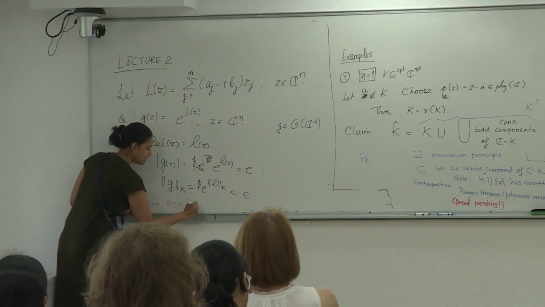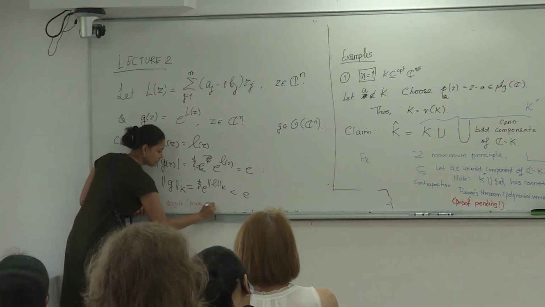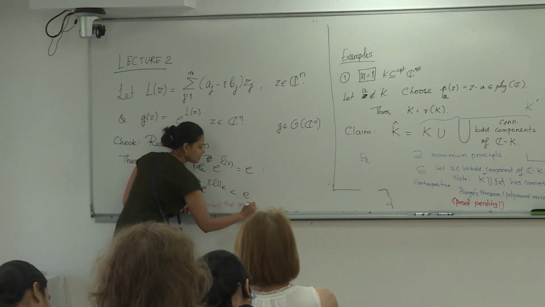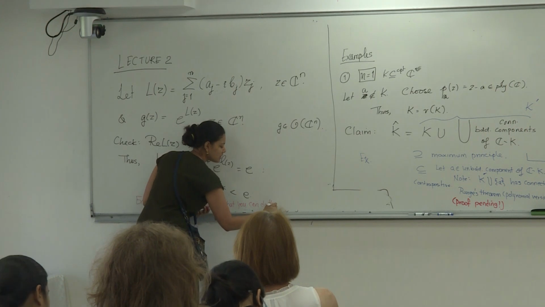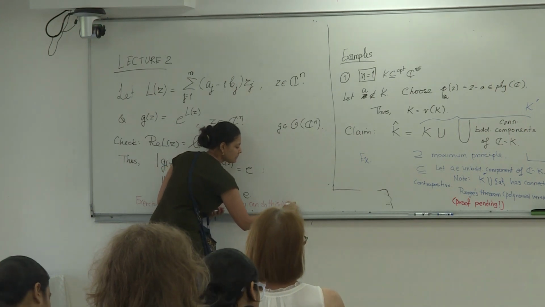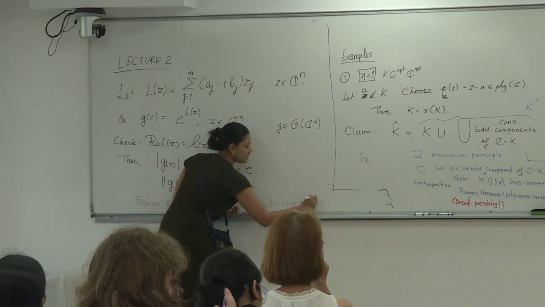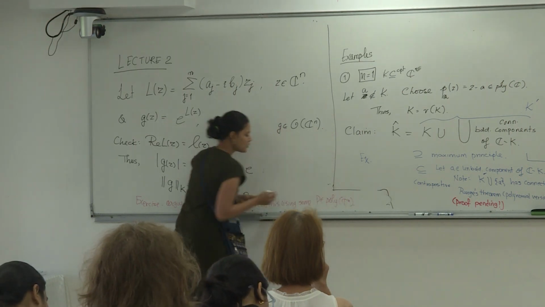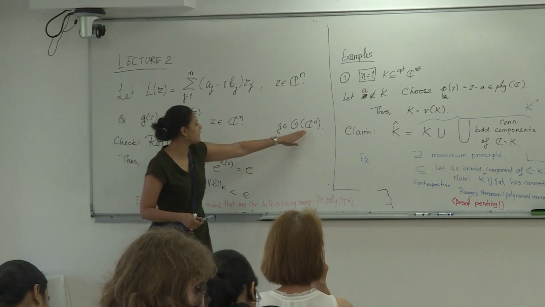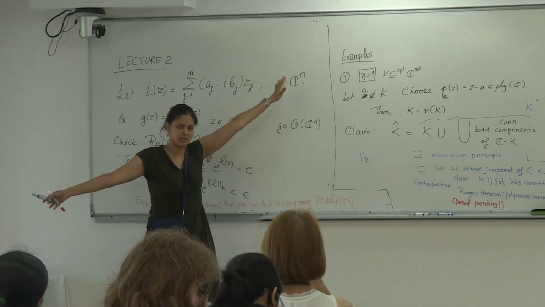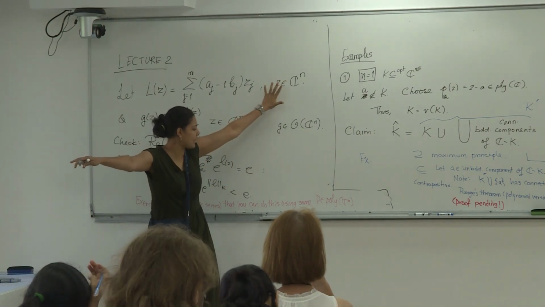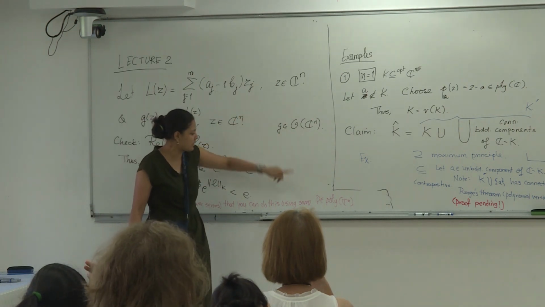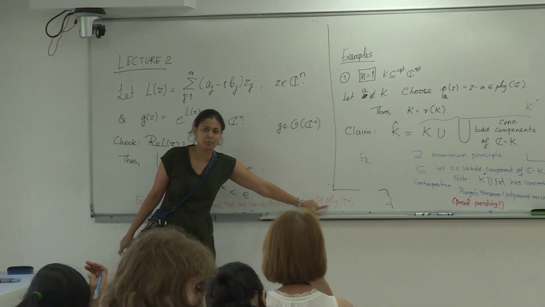Using power series, you can do this. What I'm using is that if you take any entire function, you have a power series expansion, then in the sup norm on K, you can truncate this power series and get polynomials that approximate it.